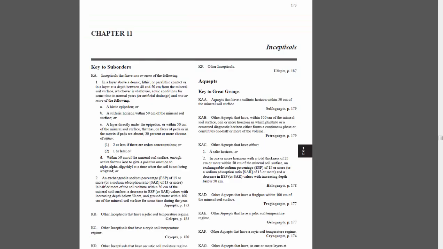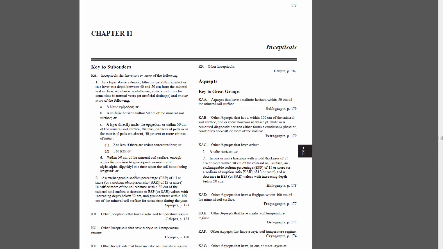I'd like to look for just a minute here at the Keys to Soil Taxonomy and show you how they break out into inceptisols. We have aquepts, which, actually, this one is a little bit tricky because they talk about histic epipedons here, sulfuric horizons, and then they talk about different kinds of redox conditions, or within 50 centimeters of the mineral soil surface, enough active ferrous iron, which is the reduced iron, to give a positive reaction to alpha-alpha dipyridyl. So this is some discussion about gley soils.